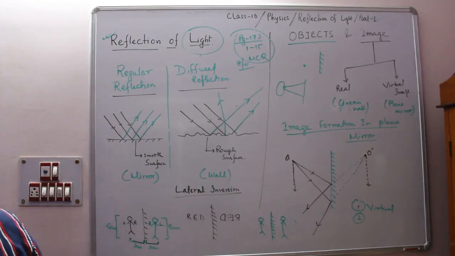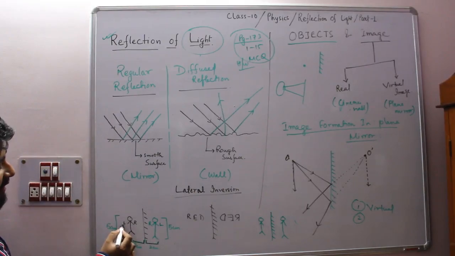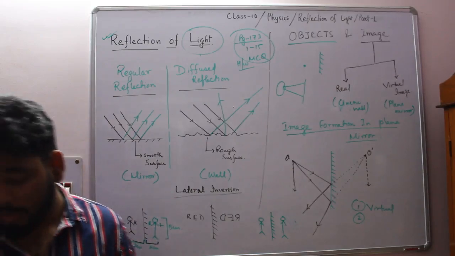And the last point, the image formed by the plane mirror is laterally inverted. I just told you, laterally inverted means the left appears to be right and the right appears to be left. That happens only. That is also a property of plane mirror.